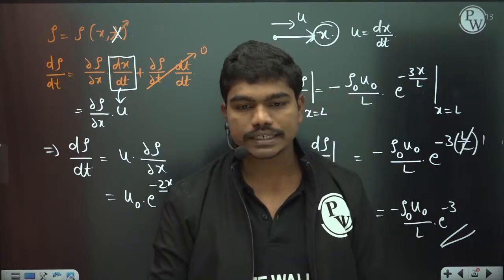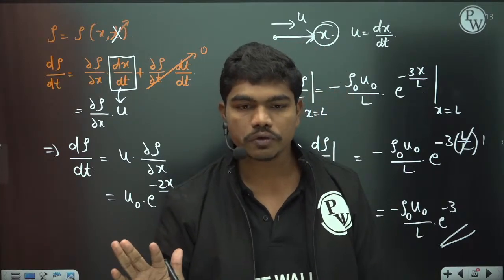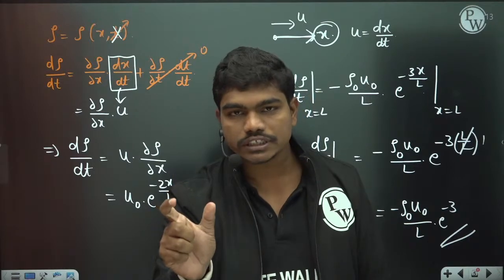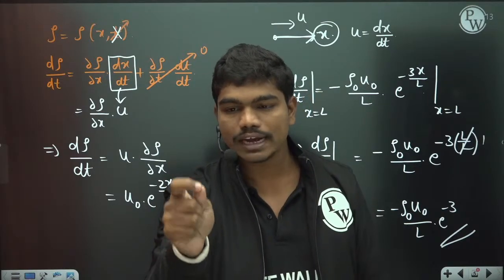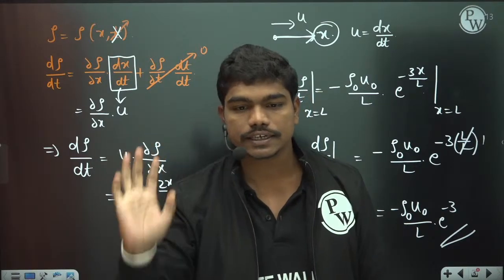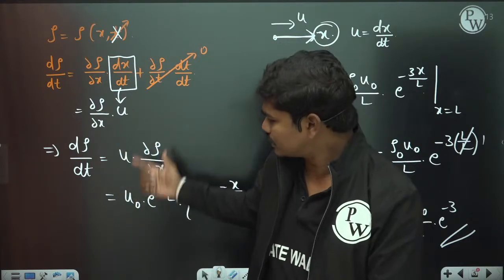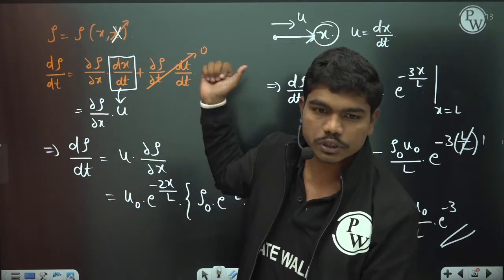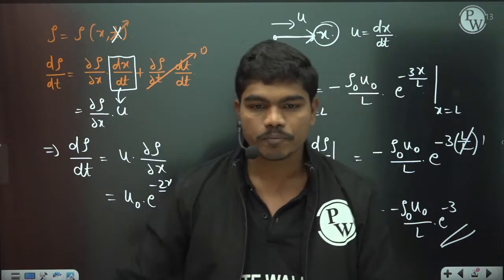Clear? So please type in the chat box. Is this question clear to all of you? Just apply the chain rule of differentiation and replace this dx by dt value with the velocity in the x direction. That's it. Clear? And once you have the function, substitute, calculate the derivatives, and substitute the point x equal to L. Clear?